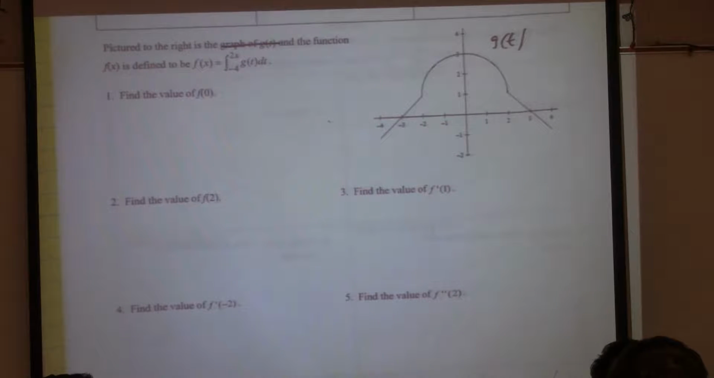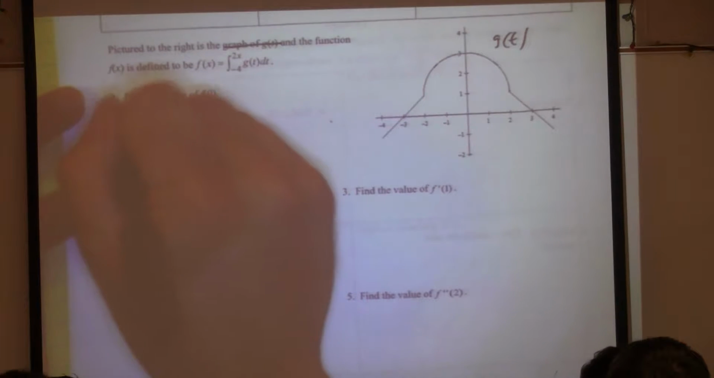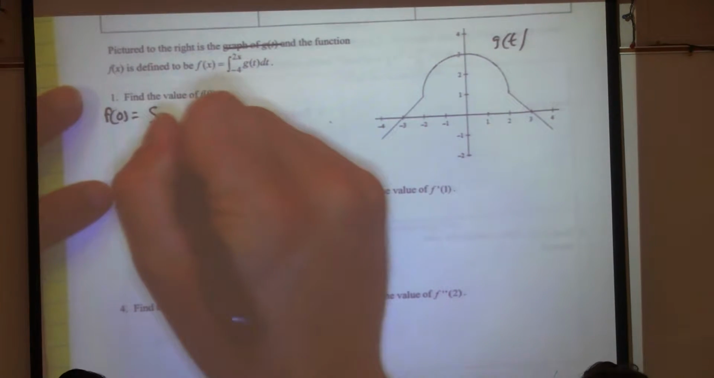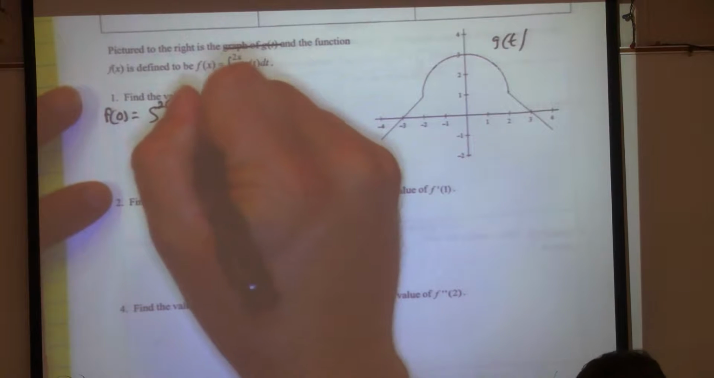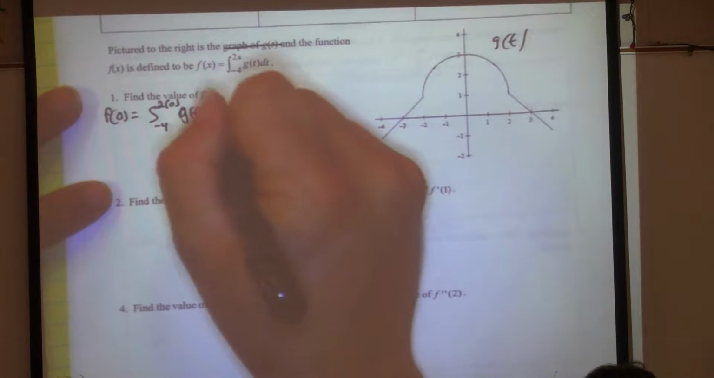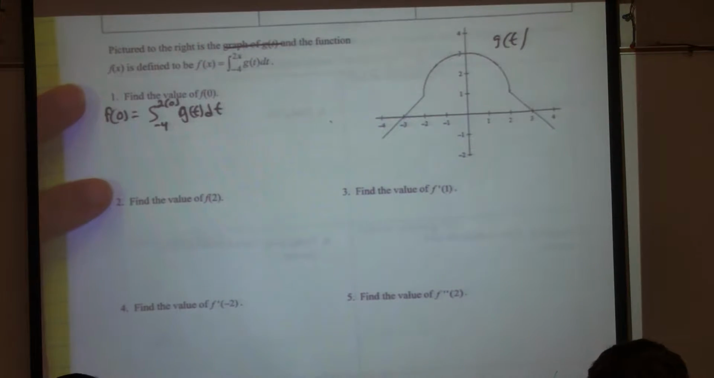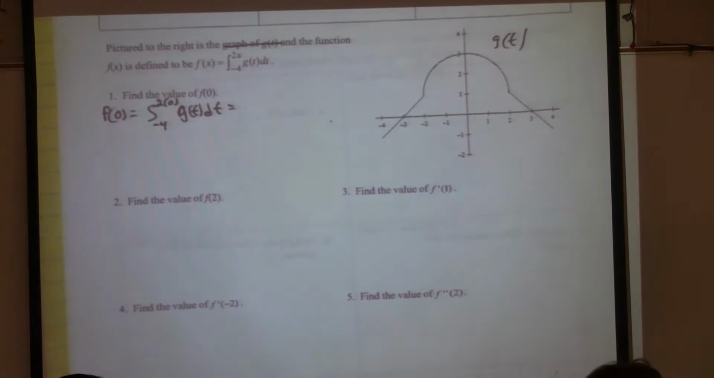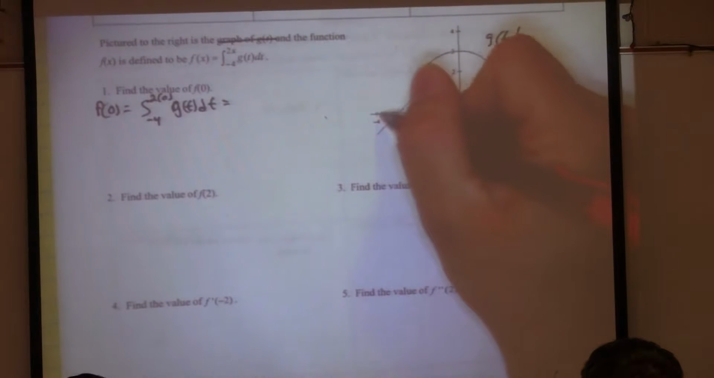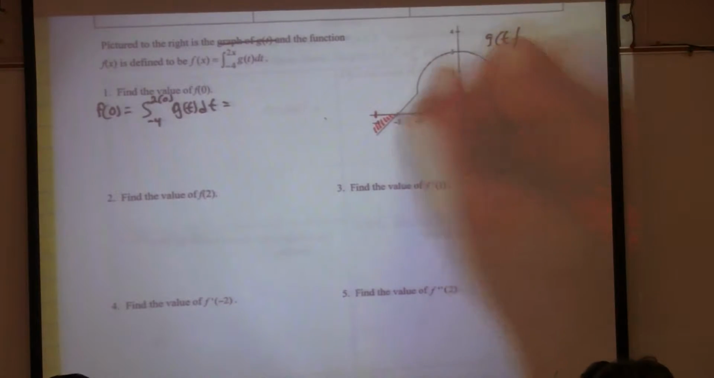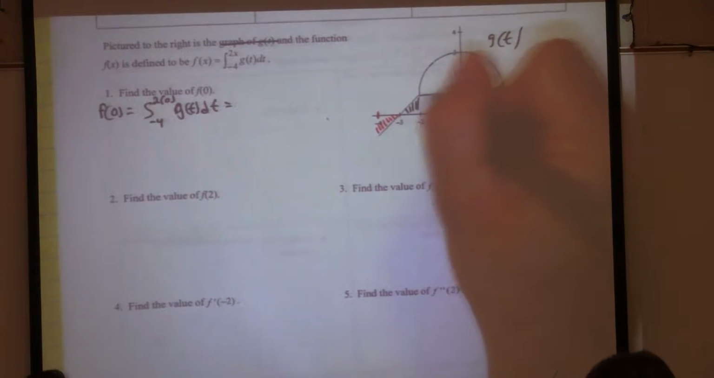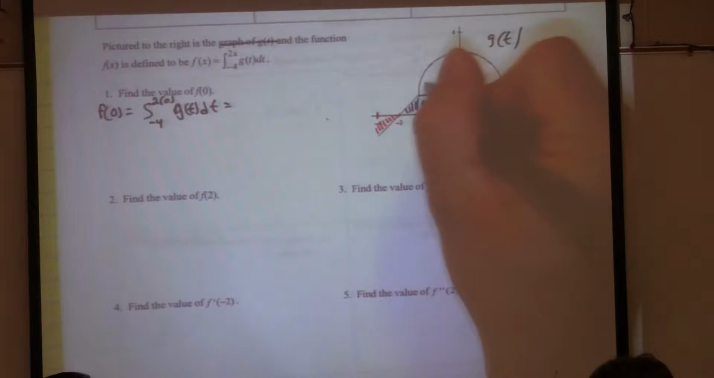So the first question says find f of 0. So if they want f of 0, that means I put 0 in for the x. So that would be the integral from -4 to 2 times 0 of g of t. So 2 times 0 is what? Is 0. So technically we're looking for the bounded space from -4 to 0. Okay, so we're going from here, which is this space, all the way to 0, which is here. So it's going to be this space, then we're going to have this space here, and this space up here.